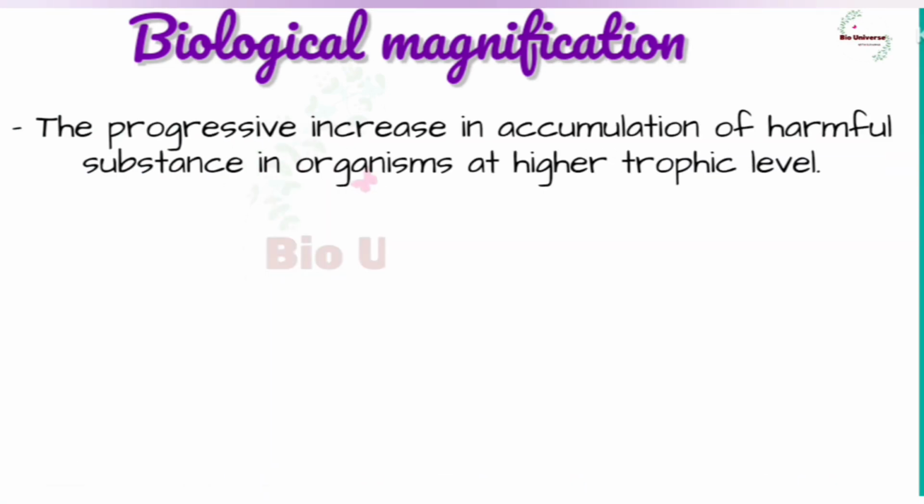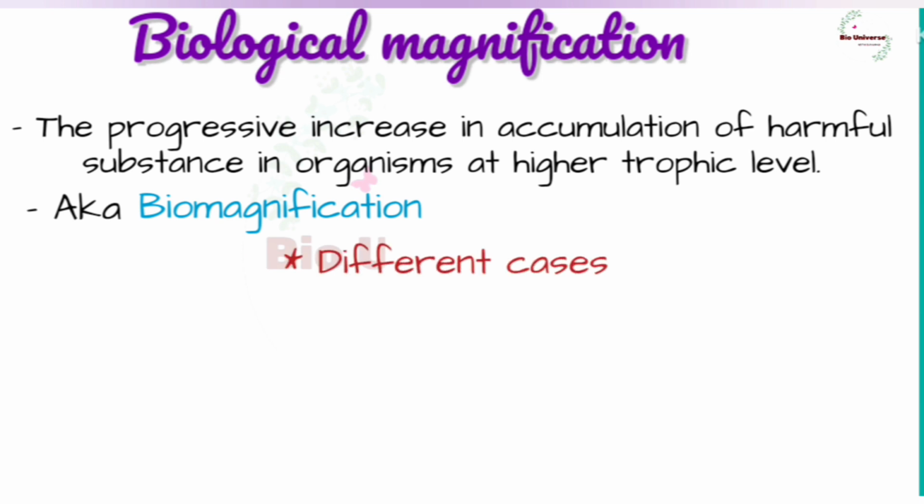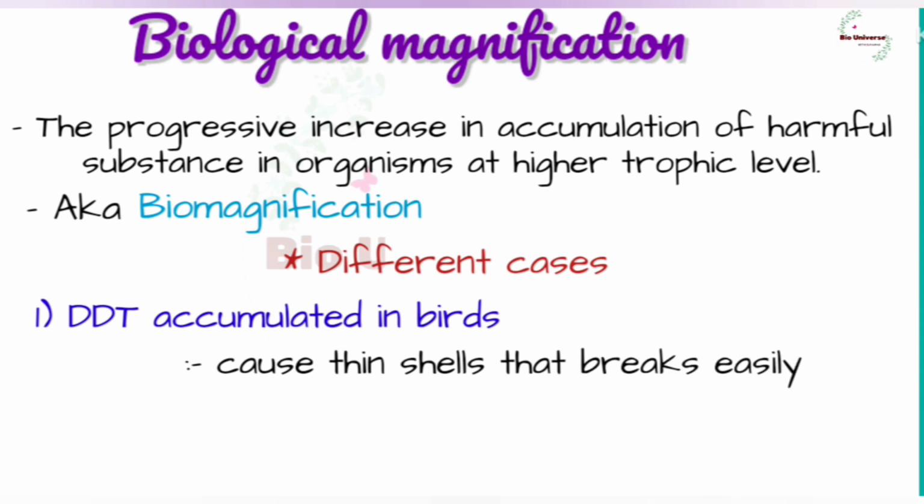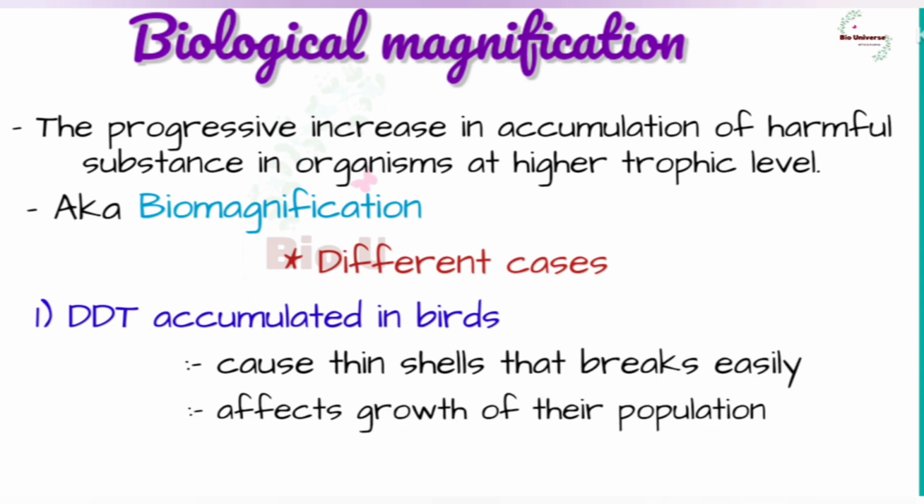The progressive increase in the accumulation of a harmful substance in organisms at successively higher trophic levels is called biological magnification or biomagnification. It has been observed that birds in which DDT has accumulated lay eggs with very thin shells that break easily even before chicks are born. This affects the growth of their population.